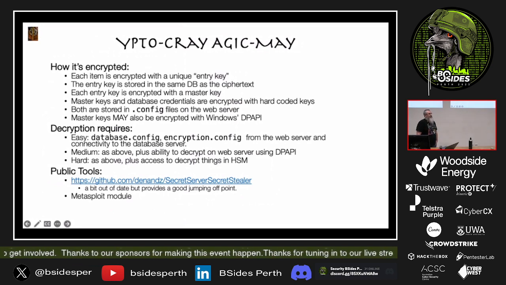There are a couple of public tools for dumping stuff out of Secret Server. Secret Server Secret Stealer is a pretty good jumping off point for understanding how to do it. It's a little bit out of date in terms of versions. This is the result of the whack-a-mole thing I talked about before. I understand there is a more recent Metasploit module that will do it as well. I don't know exactly how up to date that is. I haven't had to do a Secret Server in a little while. But thankfully it's .NET, so you can throw libraries into a decompiler and just have a look at how stuff works.